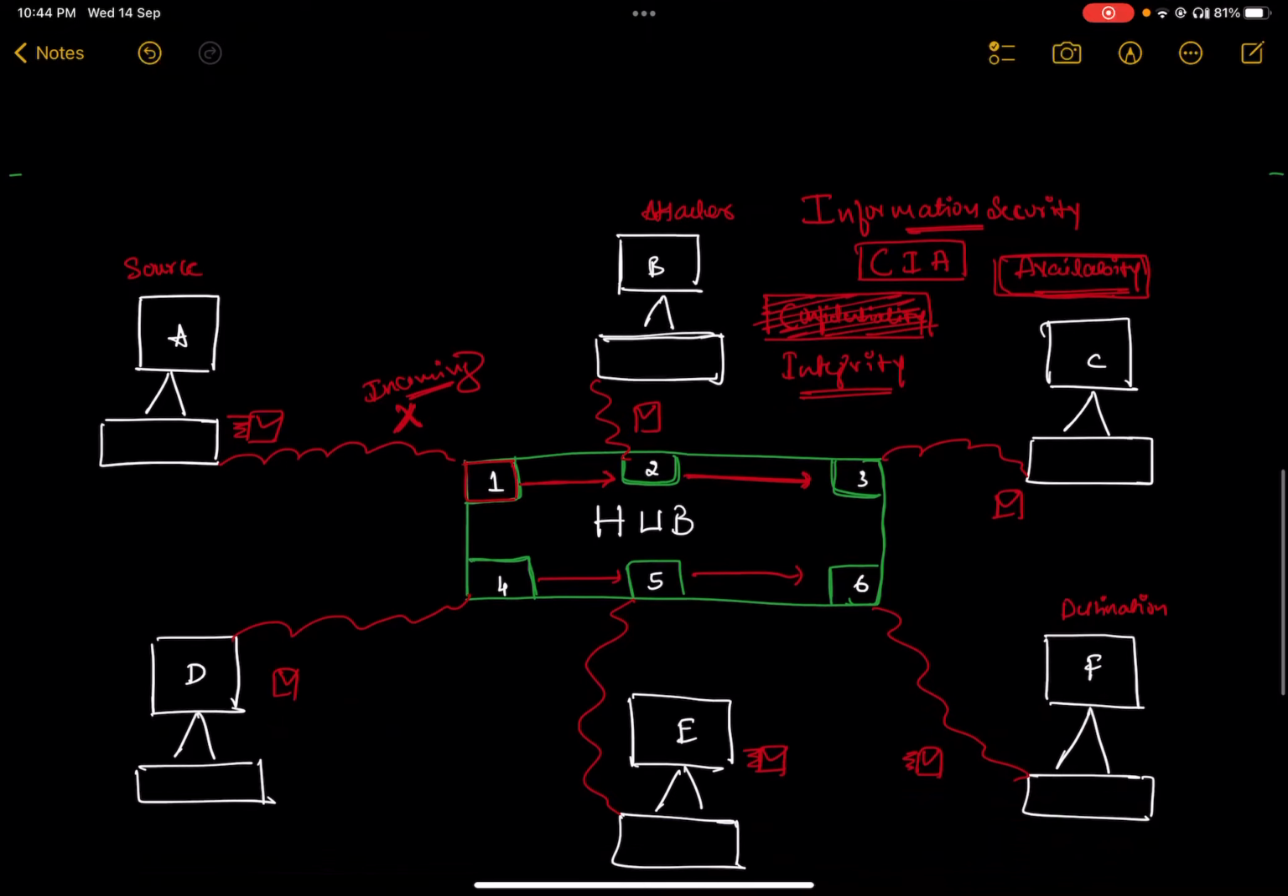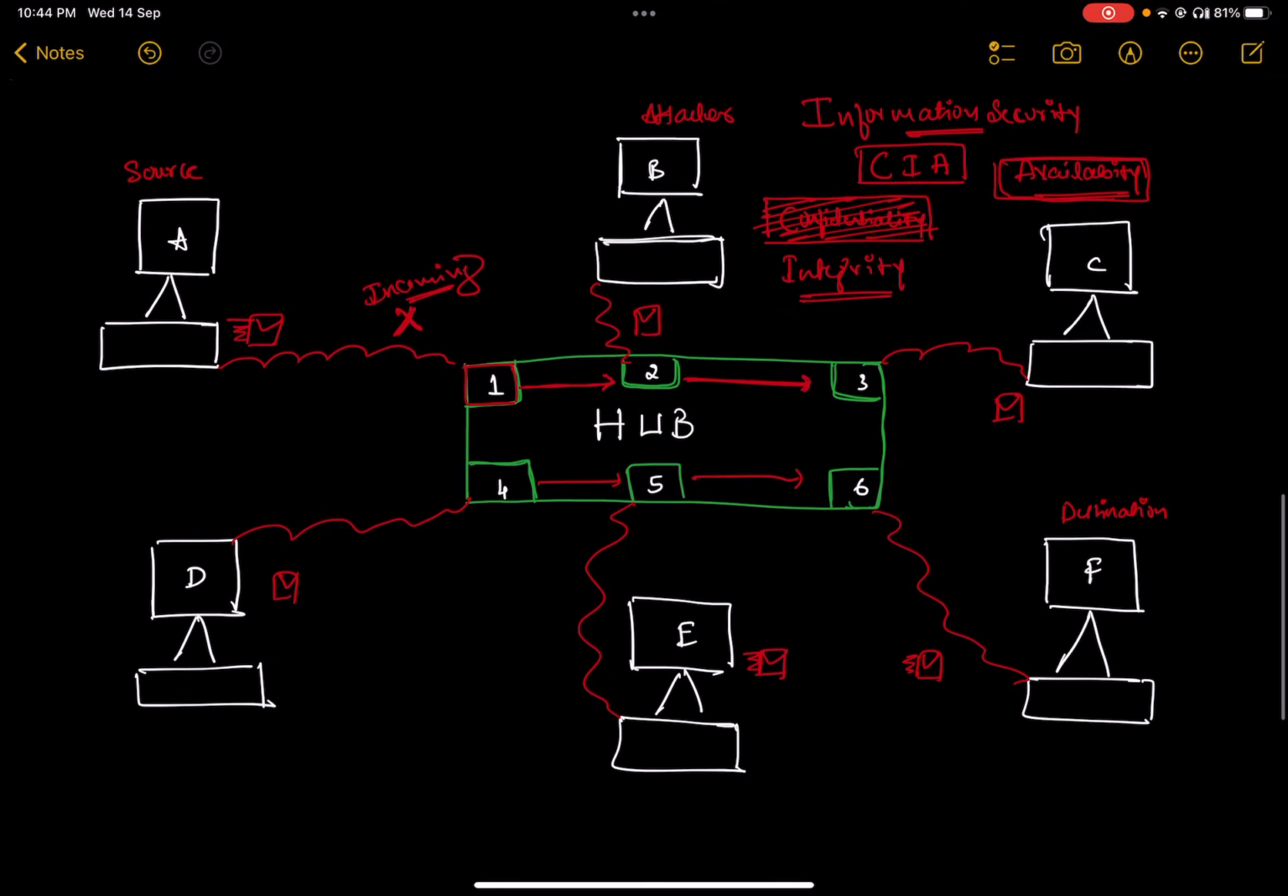And then at last we discussed the working of a hub, right? How it works, how it transfers the packets, and what it lacks from the perspective of intelligence. And we also briefly touched upon the information security pillars, that is CIA, right? So I would conclude my class here today.